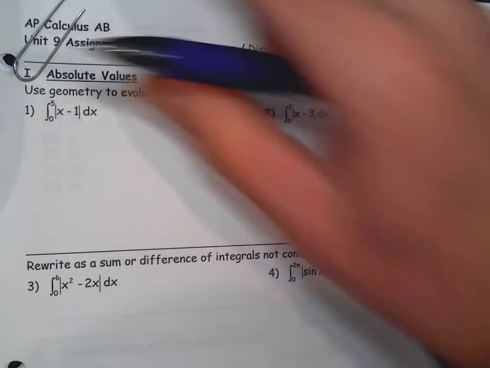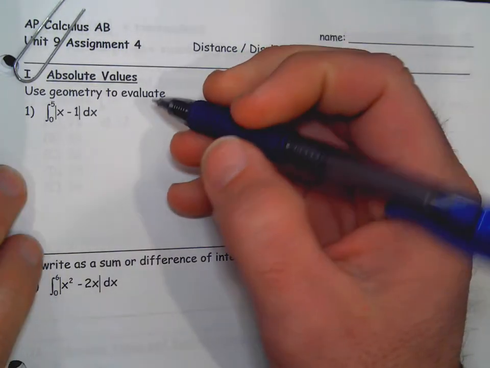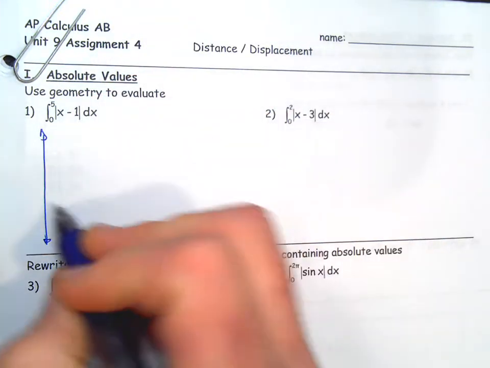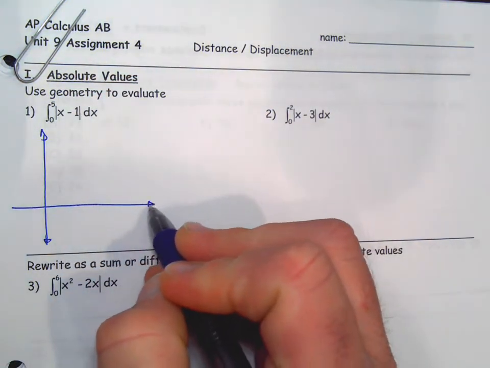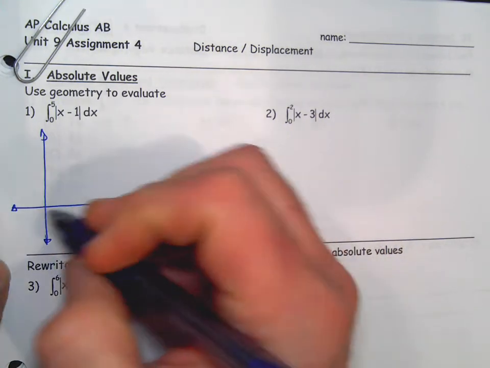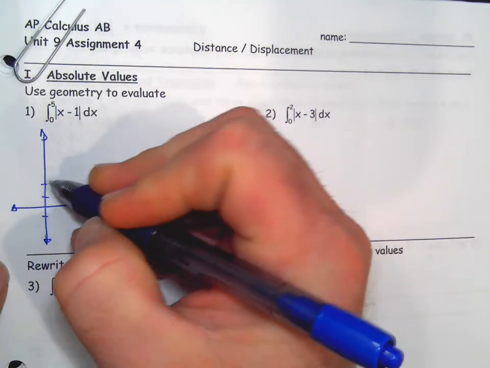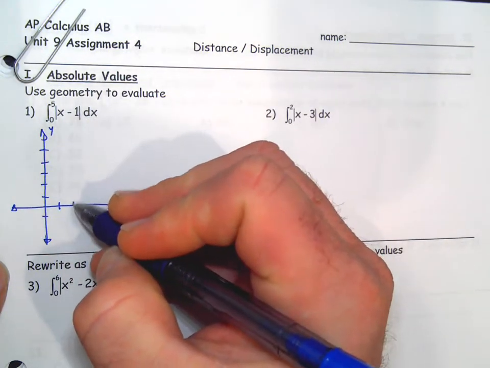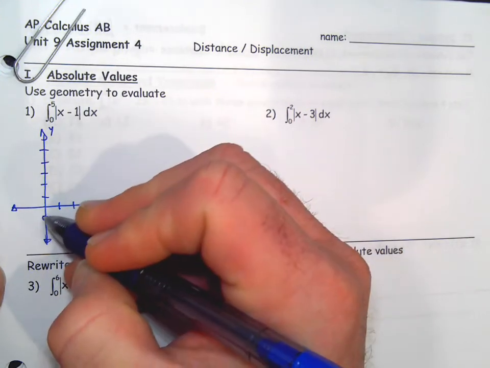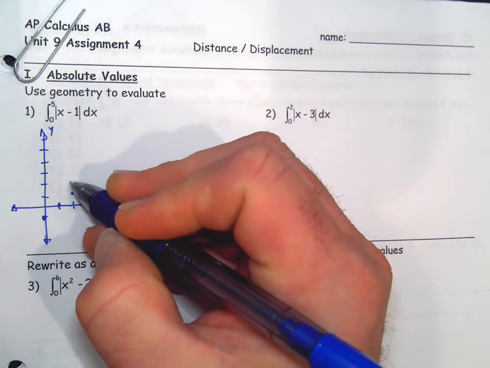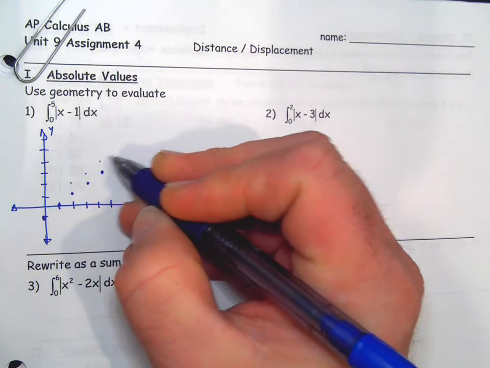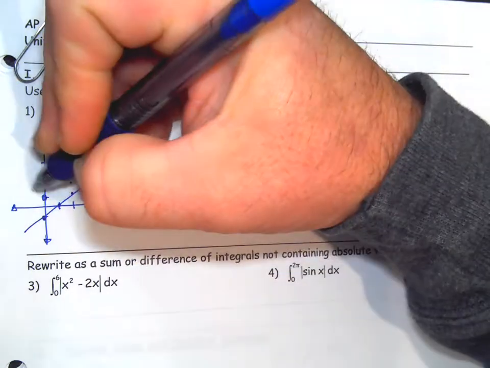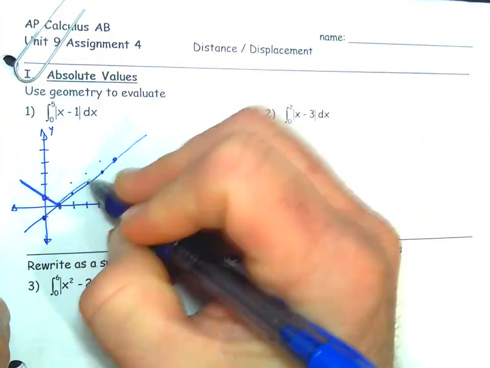This first problem says to use geometry. So we're gonna go ahead and use geometry to evaluate these absolute values. So the strategy is to draw the graph and to find simple geometric shapes and find their values. So this is negative 1. Up 1, over 1, up 1, over 1, up 1, over 1. Absolute value flips the negative parts up. So this is what the graph looks like.